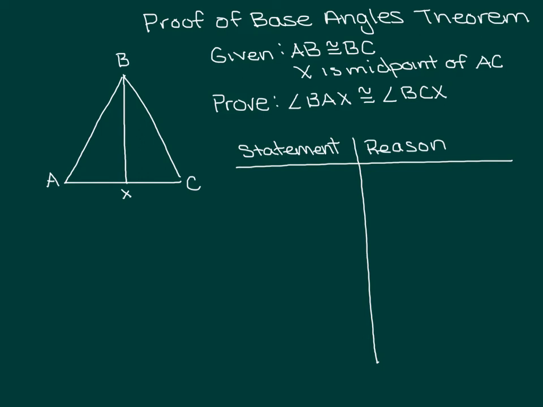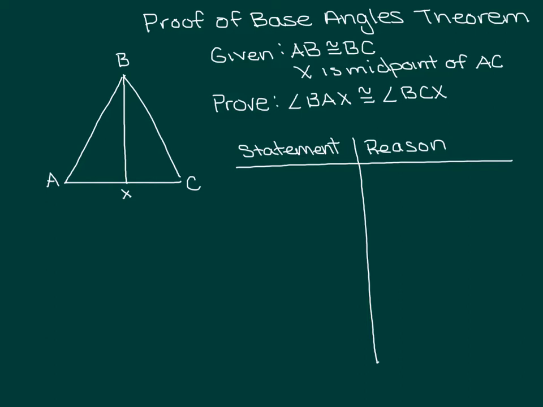In this proof, we're going to look at proving the base angles theorem, so showing that in an isosceles triangle the base angles are always congruent. So we are given that AB is congruent to BC and X is the midpoint of AC.